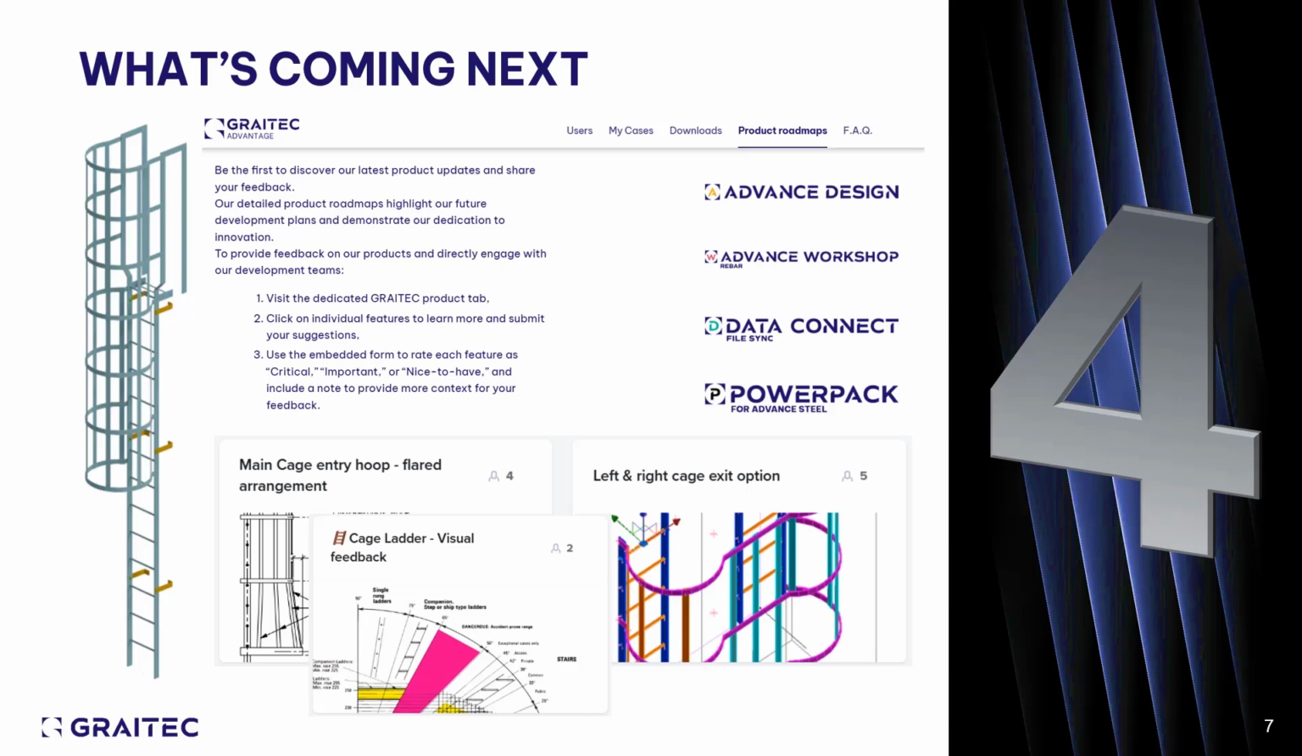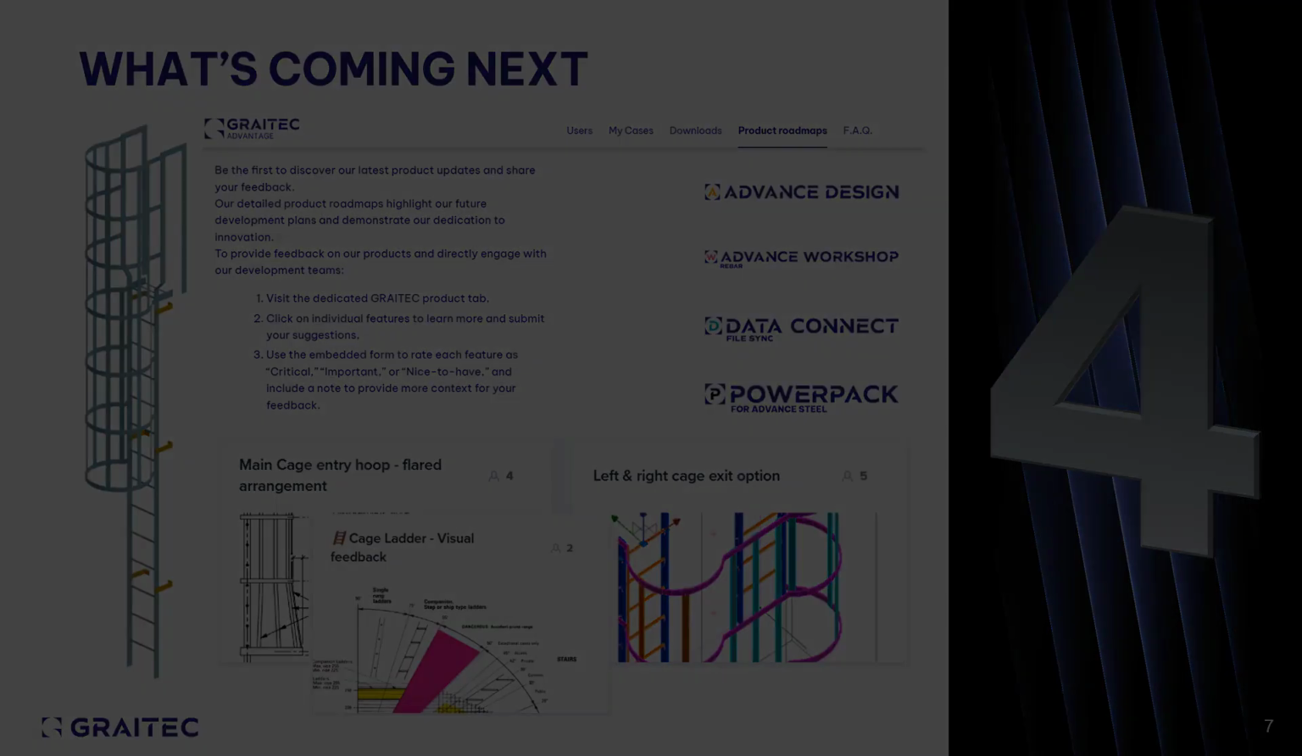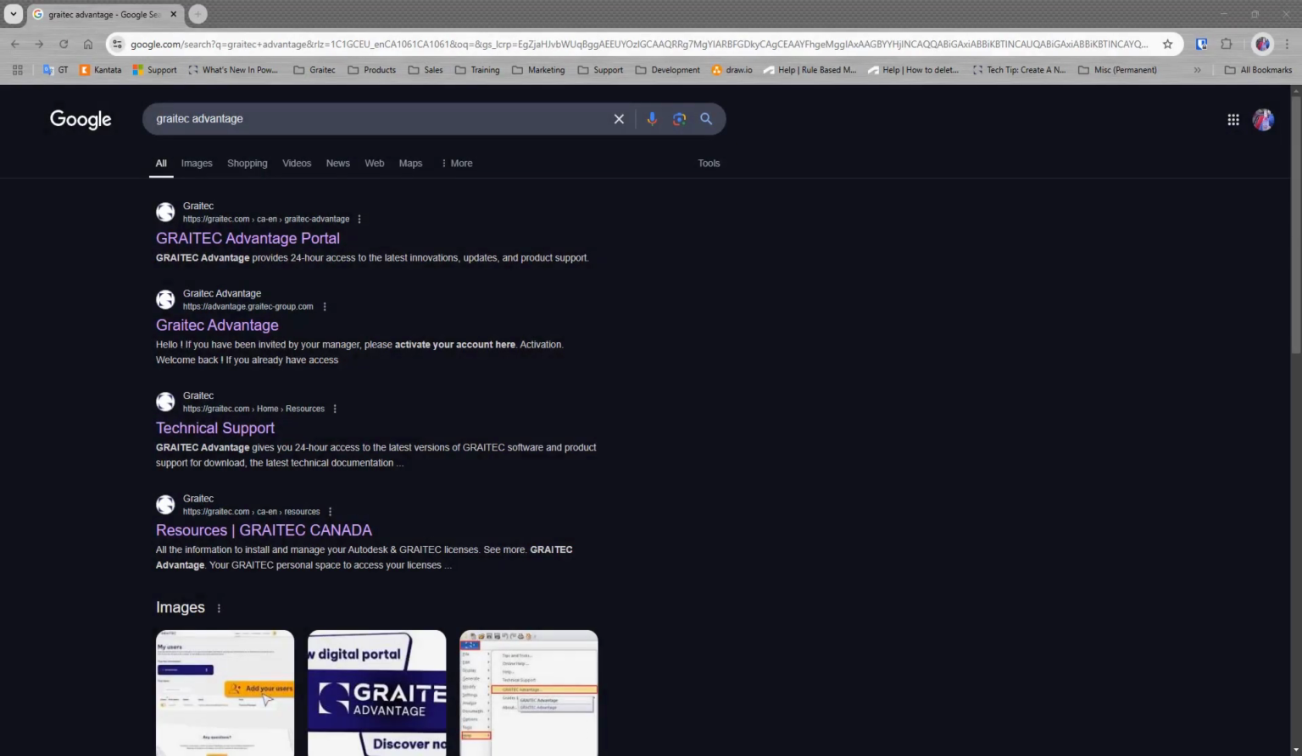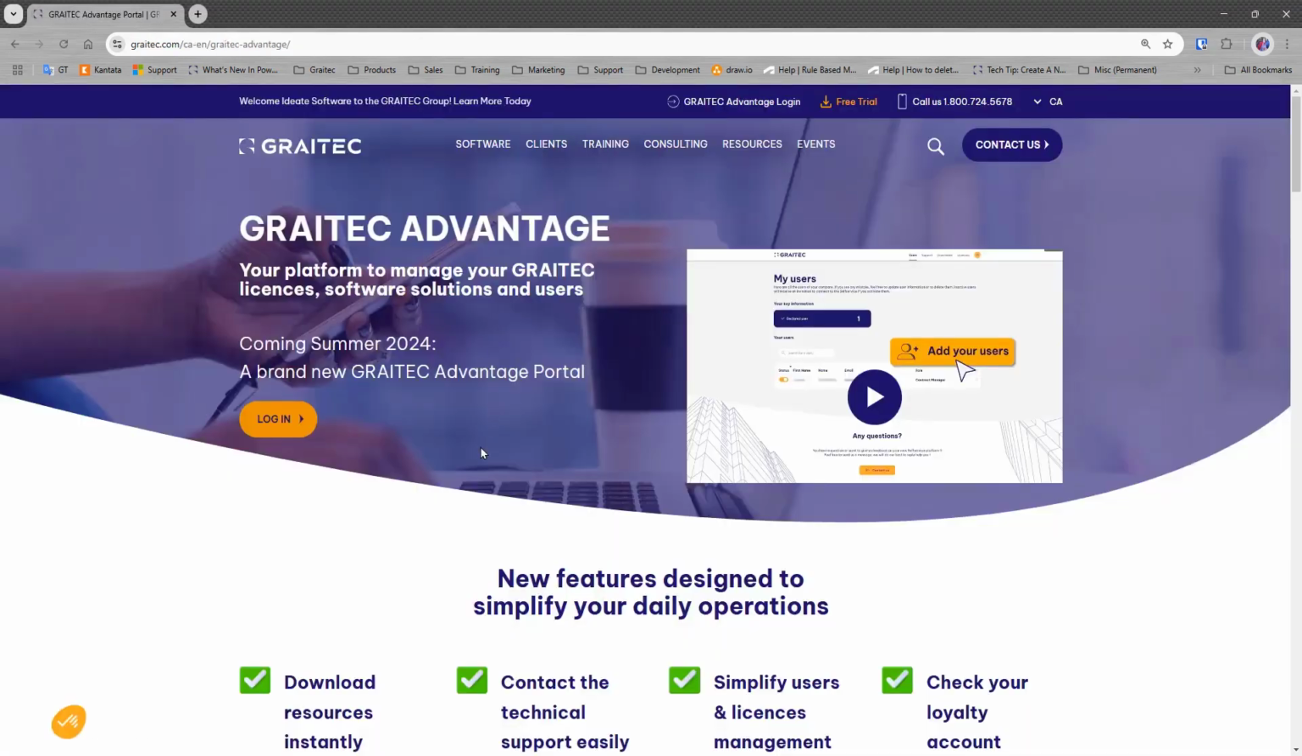If you want to know more and even vote for a feature or add your own ideas, now you can from the GRAITEC Advantage website. Let's take a quick look at how this can be done. A quick way to find the GRAITEC Advantage portal is just go to Google and type in GRAITEC Advantage. You're going to see a couple of links that will bring you there. You just want to go to the GRAITEC Advantage portal. It'll bring you to the website.